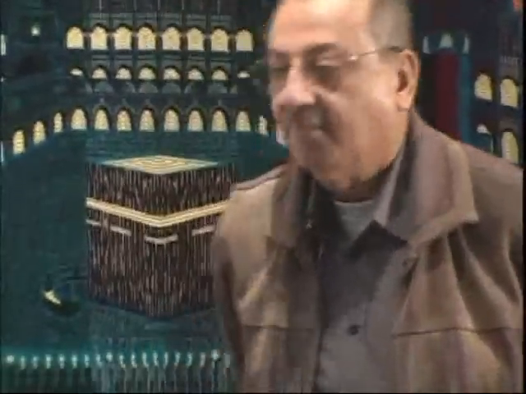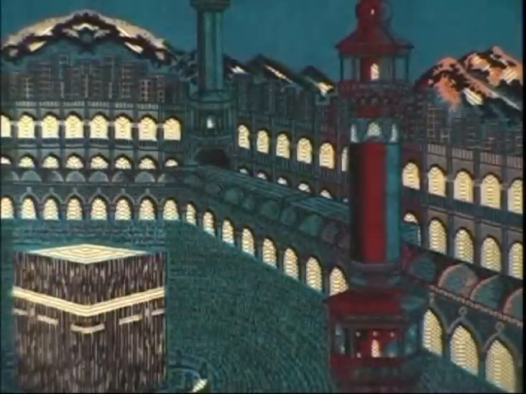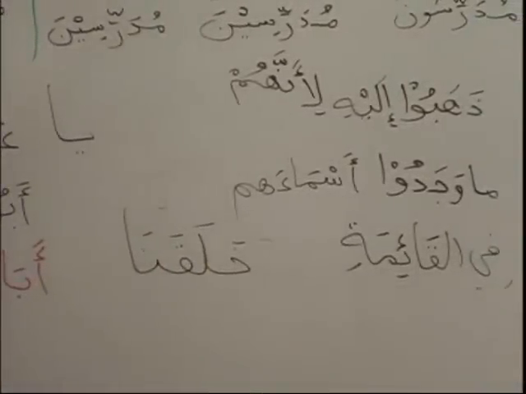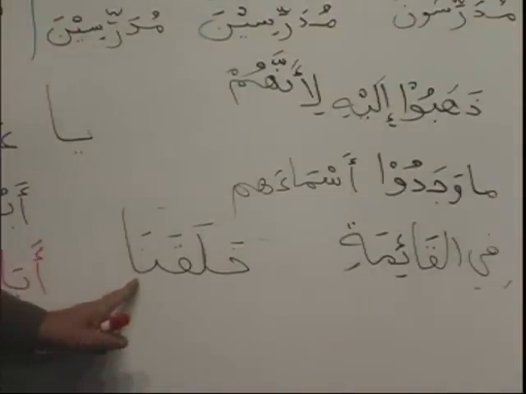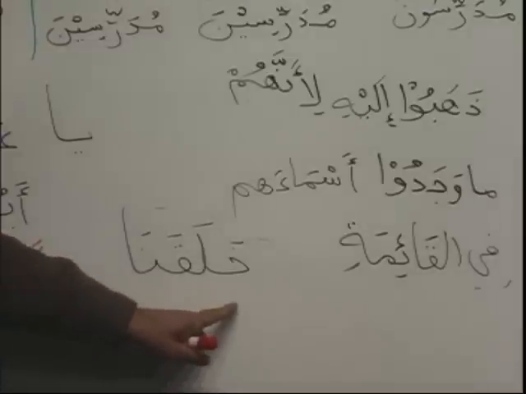Now, the rest of the questions are fairly easy, brothers and sisters. Man khalaqana. You have to be very careful. Khalaqa. The lam kalima has fatha. Khalaqana. How many words are there? Two. What are they? Khalaqa and na. Khalaqa is your fi'l. And what is na here? Mafulun bihi. Where is the fa'il? Mustatir. The fa'il is mustatir.